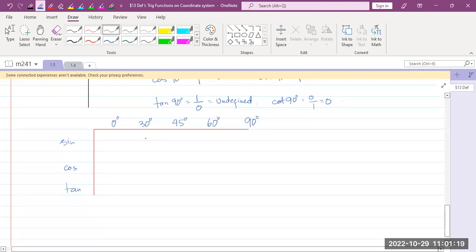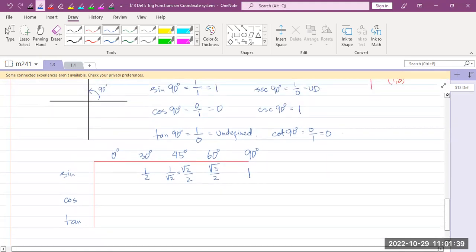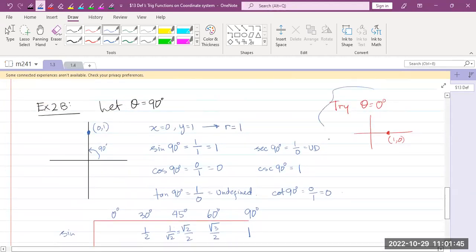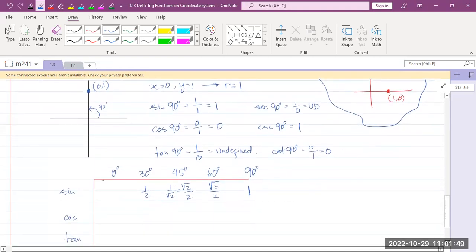Let's fill it up. So sine 30 degrees is 1/2. Sine 45 degrees is 1 over radical 2, or radical 2 over 2. Sine 60 degrees is radical 3 over 2. Now you will see that sine 90 degrees is 1 from example 2b. And sine 0 degrees, if you do this one here, you will see is simply 0.